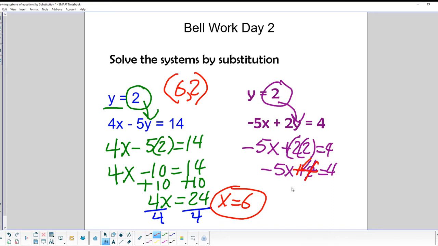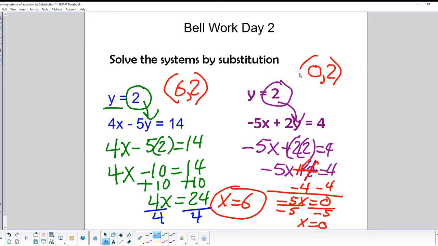So now to simplify, we'll subtract 4 from both sides. And negative 5x equals 4 minus 4, which is 0. So if we divide by negative 5, we know that 0 divided by negative 5 is just 0. So in our solution in this case, we will end up with 0 for x, 2 for the y value, and that's the ordered pair where those two equations would intersect each other.